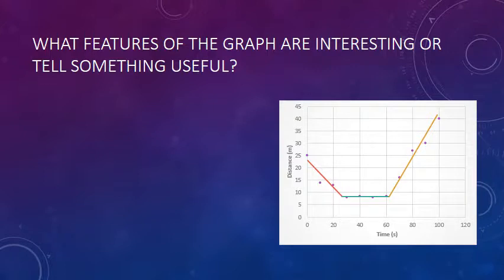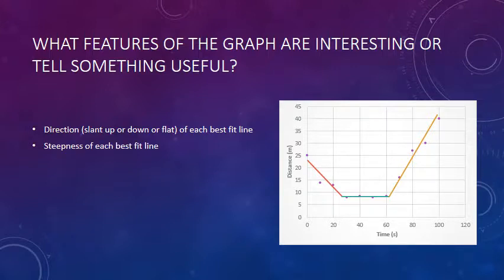So what are some graph features that can give us some interesting or useful information about the data we recorded? The lines of best fit have direction, and that can tell us about whether we were moving forward or backwards, that slant up or down. We have steepness of each line, so that gives us an idea of the speed we were traveling. We have the length of each line segment. That tells us about how long we moved in that direction, sort of the change in time during that segment. And finally, we have the x and y intercepts, and we can obtain information about what it means to cross the x and y axis for the data that we collected.